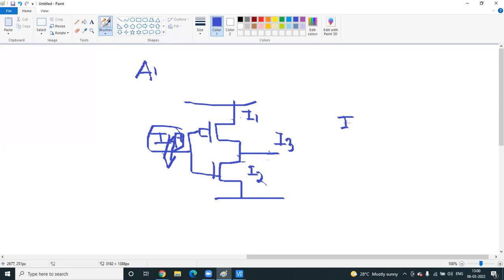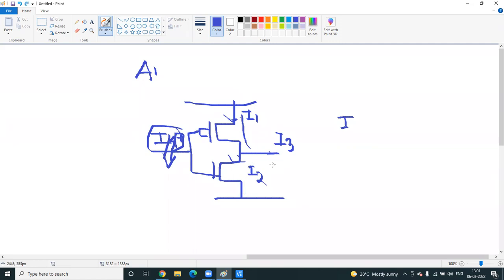Unidirectional means only one direction. So this I1 current, the only direction is this one, if this PMOS is on. If NMOS is on, the I2 current flows only in this direction. The current will never flow in the upward direction. Why? Because this is 0 volt and this is high voltage. Current flows only from high potential to low potential, so it will never flow in the opposite direction. Here it is the same thing: this is high potential, this is low potential.